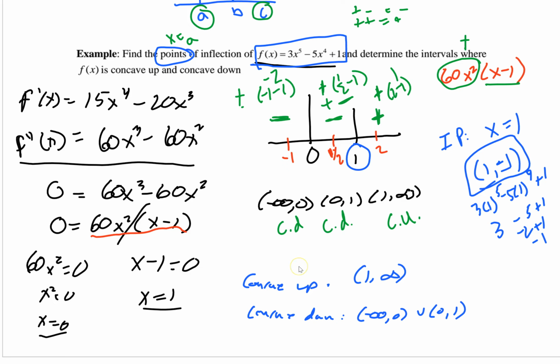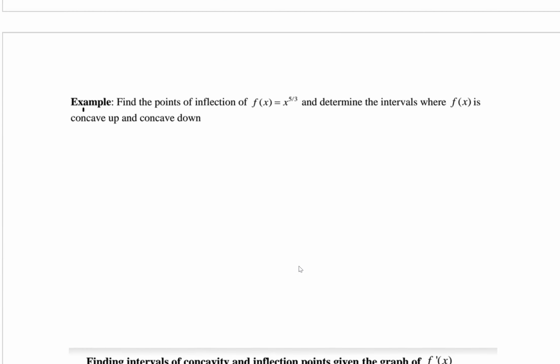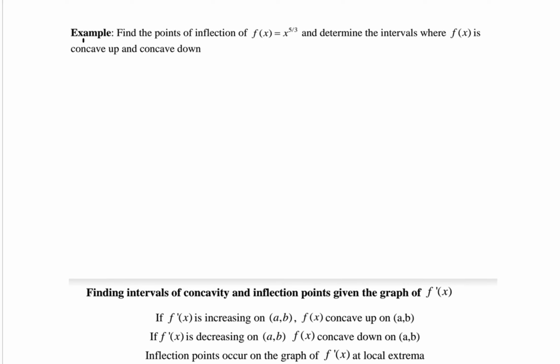Let's run it back. Let's do another one. So look at this one. f of x equals x to the 5/3. Same idea of finding inflection points. So let's take our first derivative. Bring the 5/3 down, subtract 1 off. Subtracting 1, common denominator, 3 over 3, and I get 2/3.